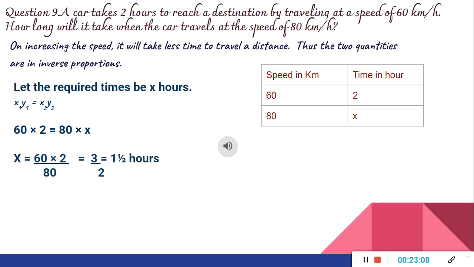0, 0 will cut. 2 in 8, 4 times. Now we can cut 6 and 8 by 2. So 3 2s are 6, 2 4s are 8. 3 by 2, that is equal to 1.5 hours. 1 by 2 means 1 hour 30 minutes. So the required time will be 1.5 hours.